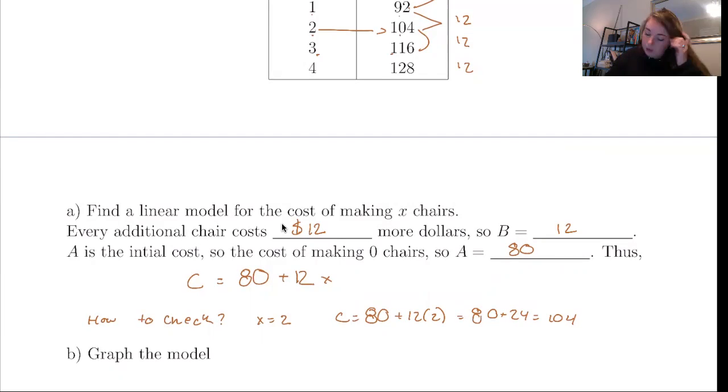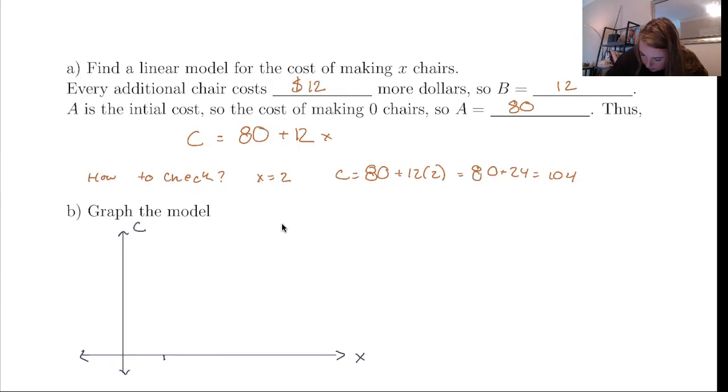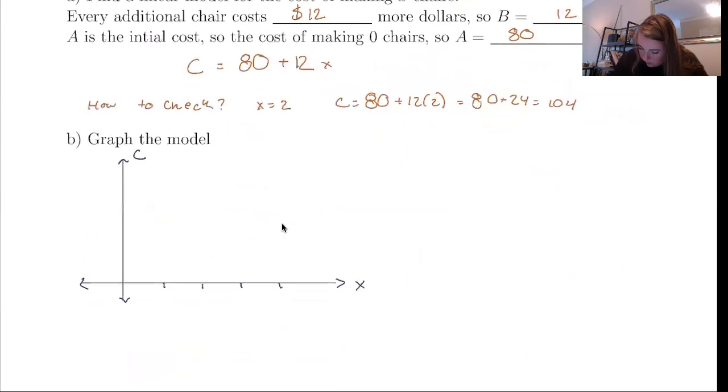All right. So now we're asked to graph the model. When it comes to graphing things, we need to draw our axes, which is basically like the real number line, where one is horizontal, one is vertical. We need to draw our arrows because those keep going forever. I like to label my axis. So this is going to be X and this is going to be C. And then we'll do 1, 2, 3, and 4.